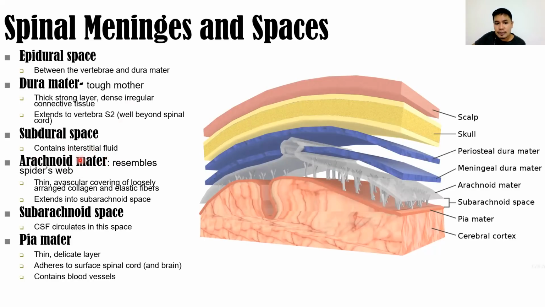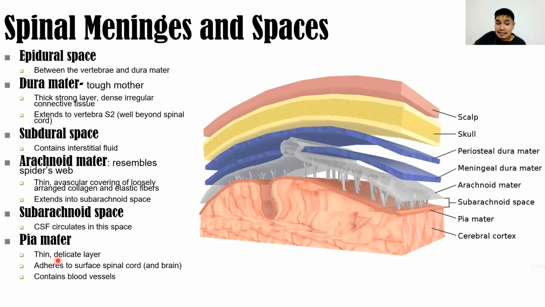The next would be your arachnoid mater, which resembles a spider's web. It's a thin avascular covering. Avascular means no blood vessels. It is a covering of loosely arranged collagen and elastic fibers that resembles a spider's web, and it extends into the subarachnoid space. The subarachnoid space is the space below your arachnoid mater. Sub means below. It is where your cerebrospinal fluid circulates. And then the last but not the least of the meninges would be your pia mater.